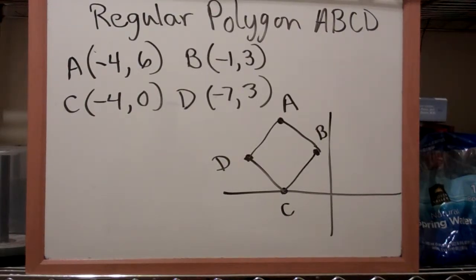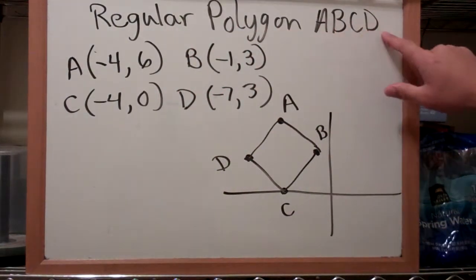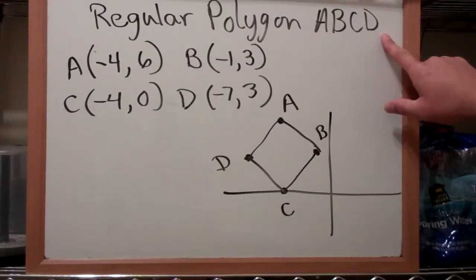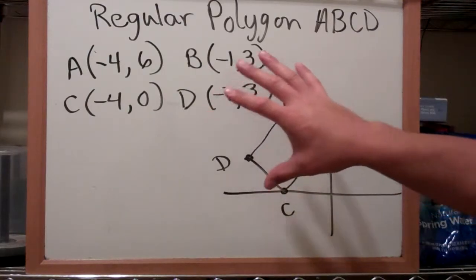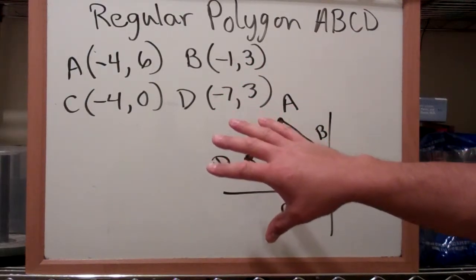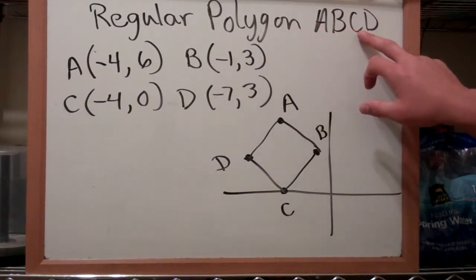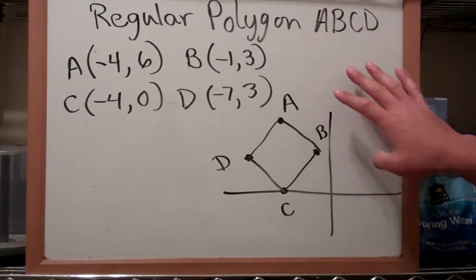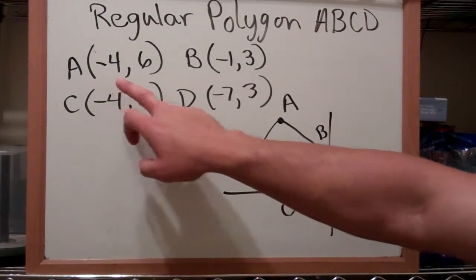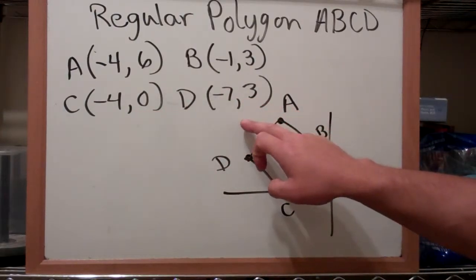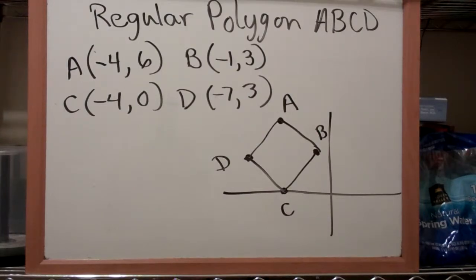We were told that we had a regular polygon with vertices A, B, C, D. And we knew from the fact that this is a regular polygon that all the sides are going to be congruent and all the interior angles are congruent. We also know that this is going to be a square because there are 4 vertices, meaning there are 4 sides to this polygon. Then we were told that we had vertices A, B, C, D as these points, and then we just made a rough sketch on a graph.